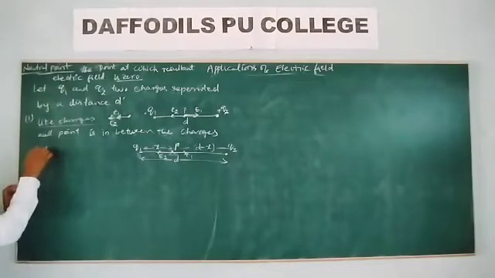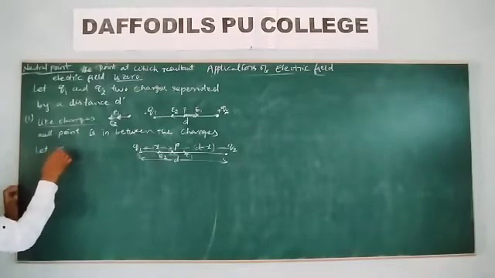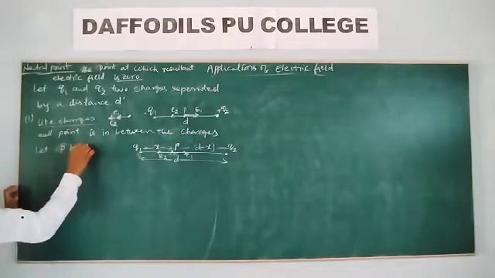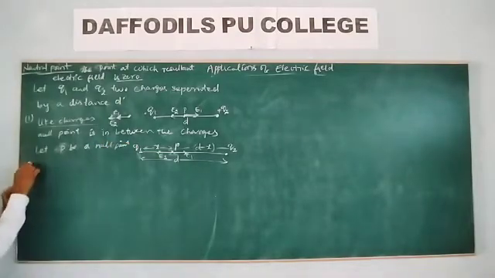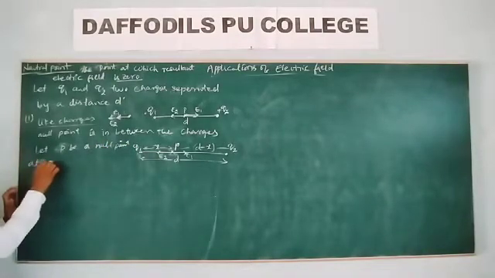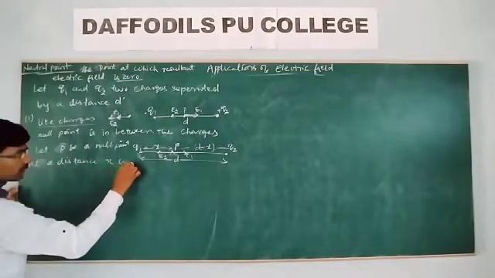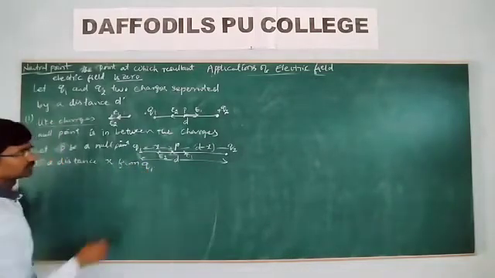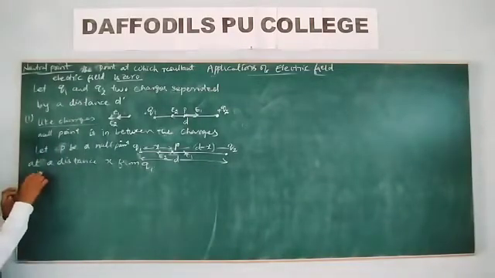At P, let the electric field be zero, so P is the null point at a distance x from q1. So from this one, okay. Now tell me, what is the electric field?